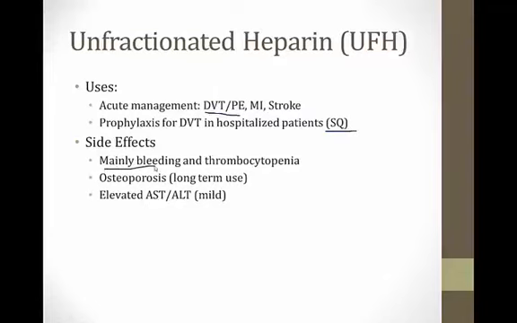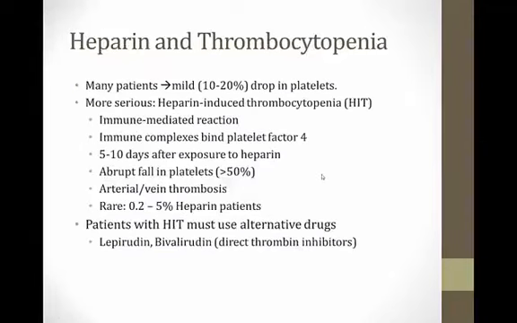The main side effect is bleeding and also thrombocytopenia, which I'll talk about in a minute. With long-term use, you can get osteoporosis, but this never occurs in the modern era because we almost never use it long-term. And it can cause a very mild increase in AST and ALT, but this is usually not serious. So let's talk about heparin and thrombocytopenia. This is a very important and potentially dangerous side effect of the drug.